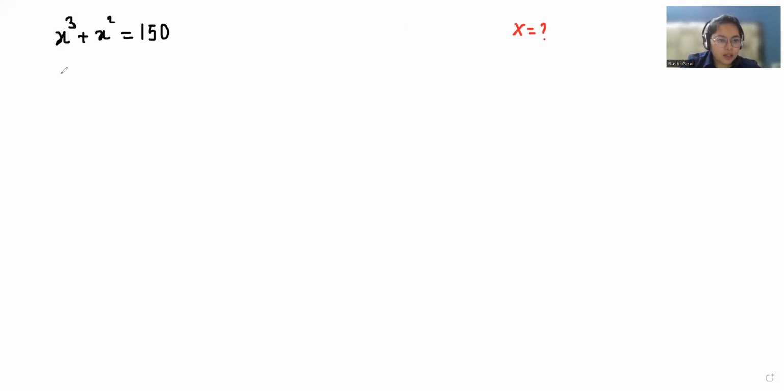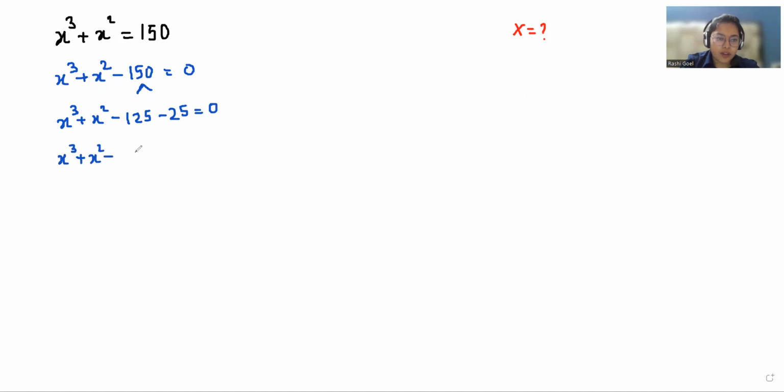So first I'll write this term x cube plus x square. I'll take plus 150 to the other side, so minus 150 is equal to 0. Now I can break this 150. I can write it as x cubed plus x square minus 125 minus 25 is equal to 0. Now x cubed, 125 I can write as 5 cubed, and 25 as 5 square, is equal to 0. Now I'm writing cube terms together and square terms together.